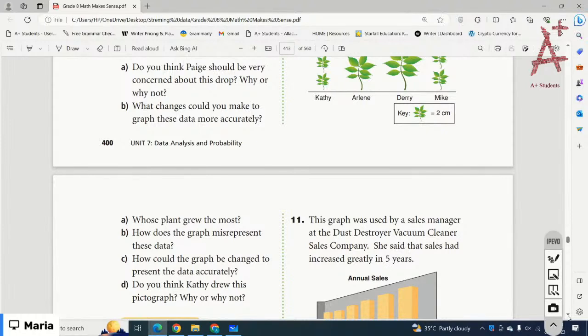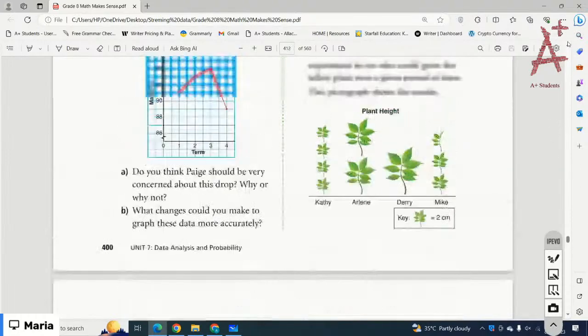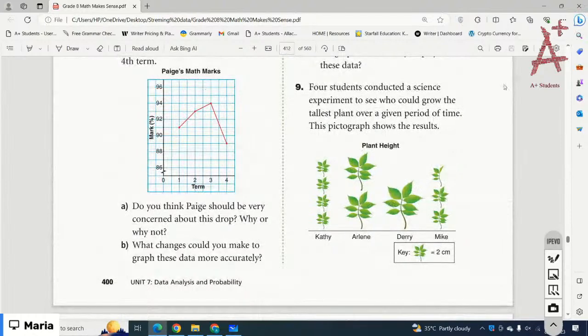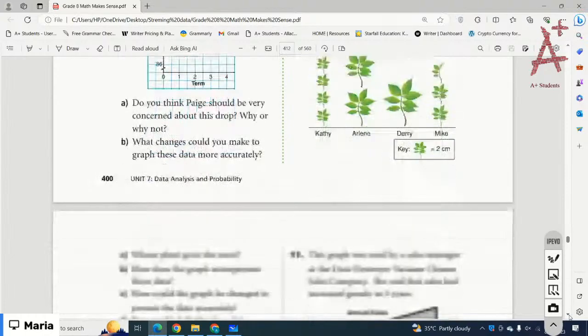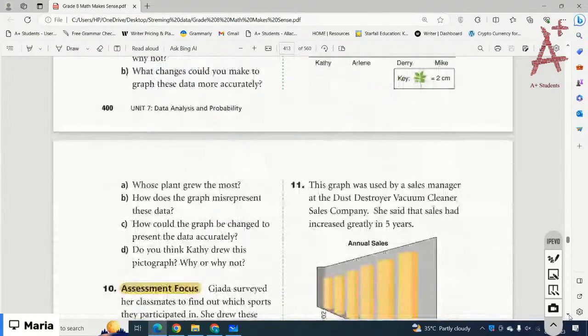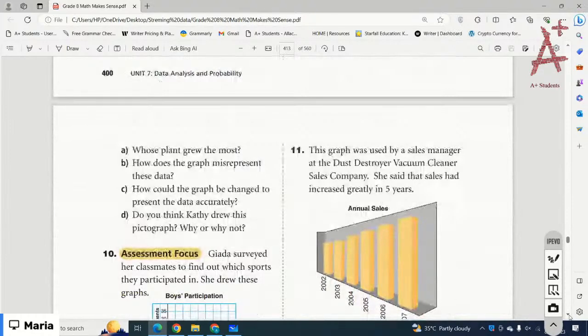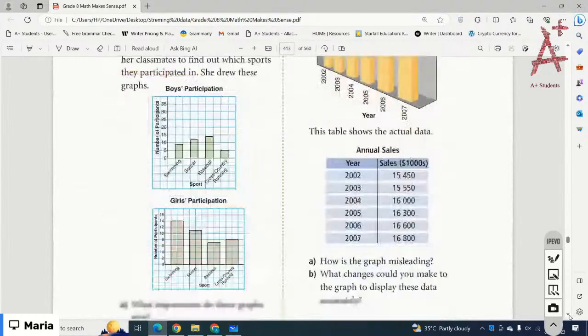Do you think Kathy drew the pictograph? Why or why not? The graph is incorrect. Kathy already has the tallest plant and there is no need for Kathy to mislead other people, right? Because Kathy already has 8 centimeters, right? Okay, let's just start with the next question.